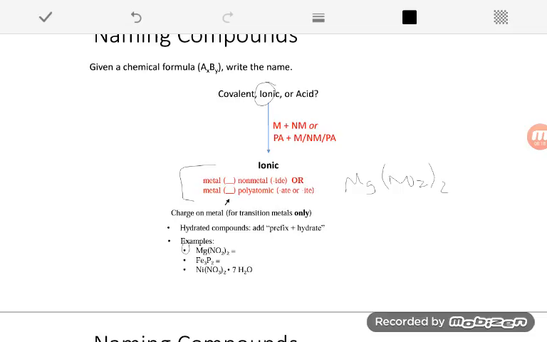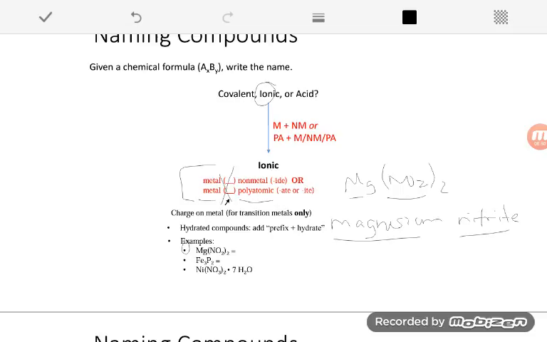Mg(NO2)2. So we're just going to name the metal, Mg. So that's going to be magnesium. And we're going to name the second piece. We can see this isn't just a nonmetal, it's a polyatomic, so I'm just going to name it NO2, that is nitrite. And because magnesium is not a transition metal, I didn't have to worry about the parentheses there. So that's it, magnesium nitrite, and I'm done.